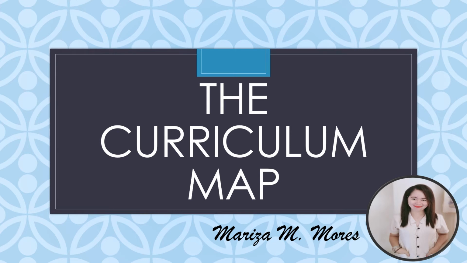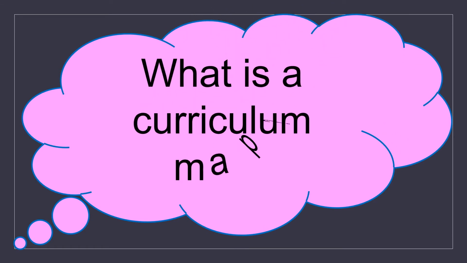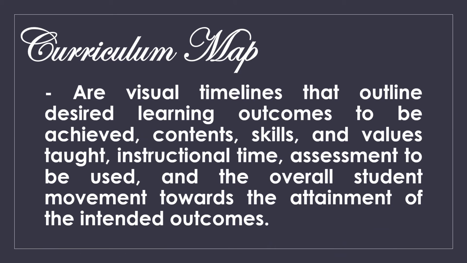Okay, so the next topic is the curriculum map. So what is a curriculum map? Curriculum maps are visual timelines that outline desired learning outcomes to be achieved, contents, skills, and values taught, instructional time, assessment to be used, and the overall student movement towards the attainment of intended outcomes.